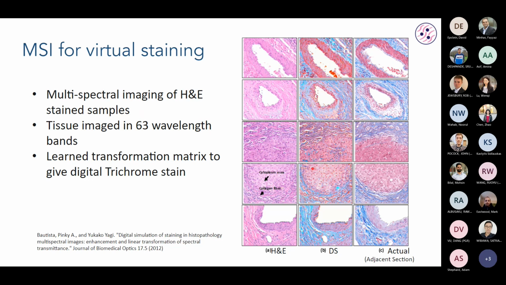So yeah, that's the section on multispectral and hyperspectral imaging. Do we have any questions from anyone before I move on to a slightly different topic, which is Raman spectroscopy? Okay, I think I'll move on then.